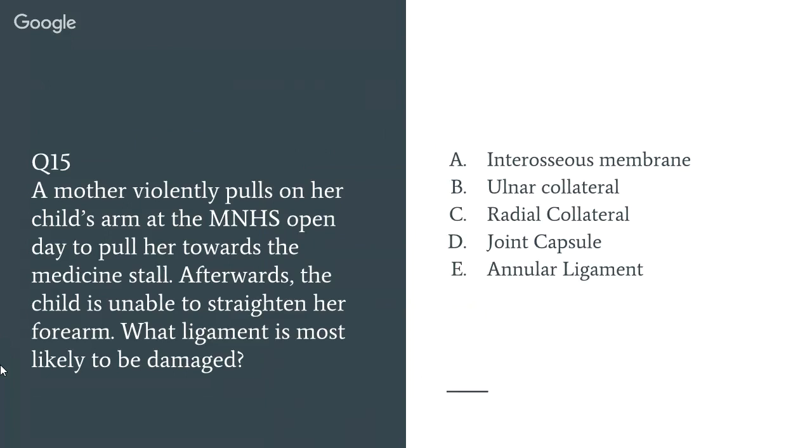Moving on. Question 15. The mother violently pulls on a child's arm at the MNHS open day to pull her towards the medicine stall. Afterwards, the child is unable to straighten her forearm. What ligament is most likely to be damaged? I've been at 2 open days, and this happens. Not the injury, but mothers pulling their kids.